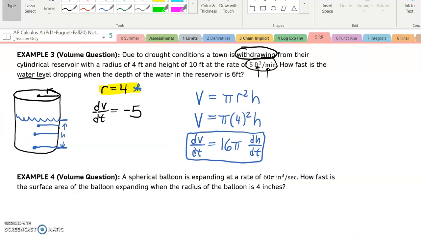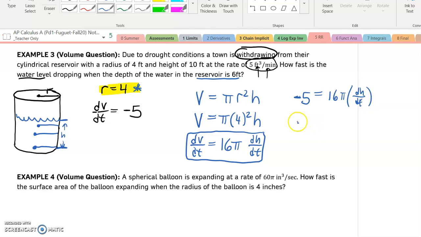Notice that they are asking when the depth of the water is 6 feet. Keep in mind, a little bonus question for you to think about on the side: notice that it doesn't actually matter what the water level is. Think about why that might be, and if you're not sure of the answer, ask me in class. Why does that height not matter in the grand scheme of things? Because there's no h in here. So let's go ahead and plug things in. We know dV/dt in this question, so we plug that in as -5, and then we plug in the 16 pi. dh/dt is what we're trying to solve for.